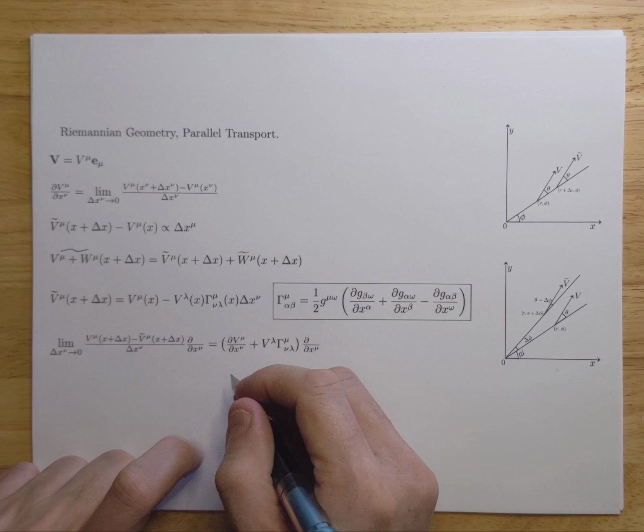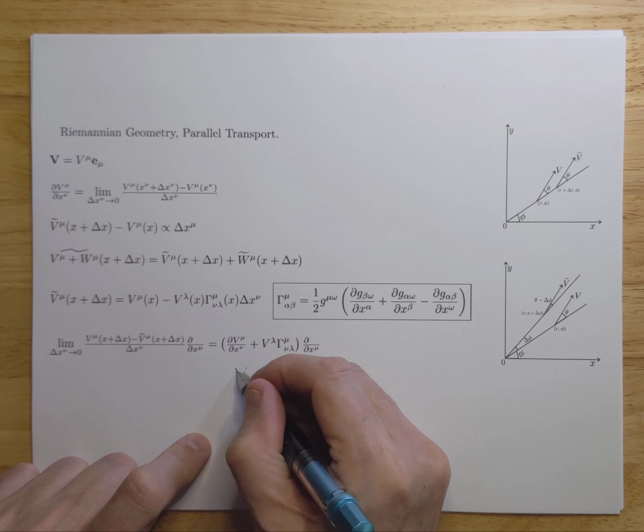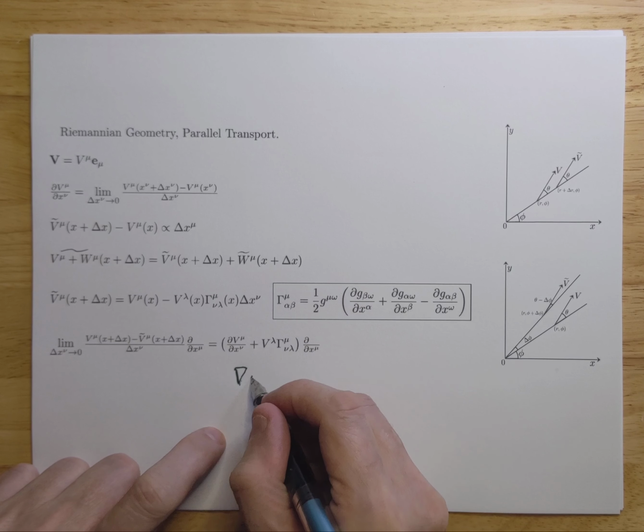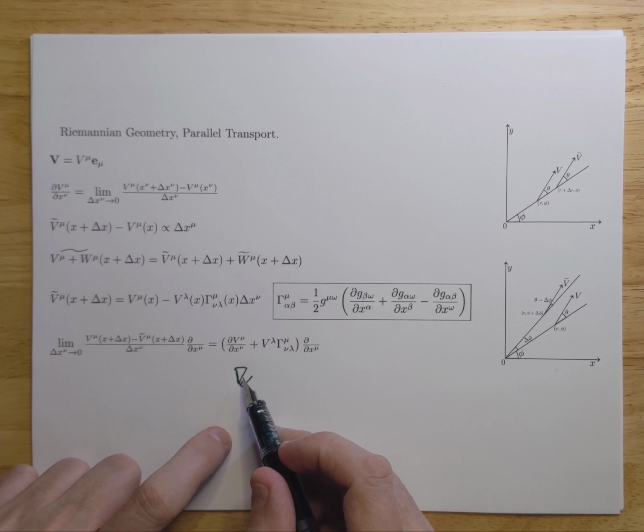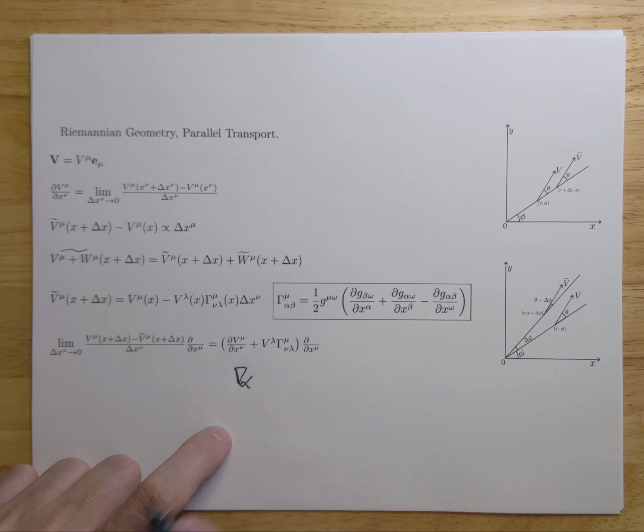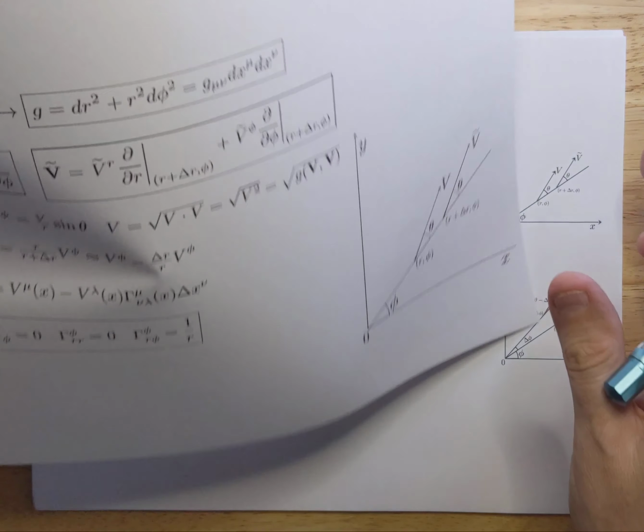And that's also denoted with a nabla sometimes, right? If you covariantly differentiate with respect to x alpha, you usually write it like this, okay? So that's the first part. So now let's take a look at an example.